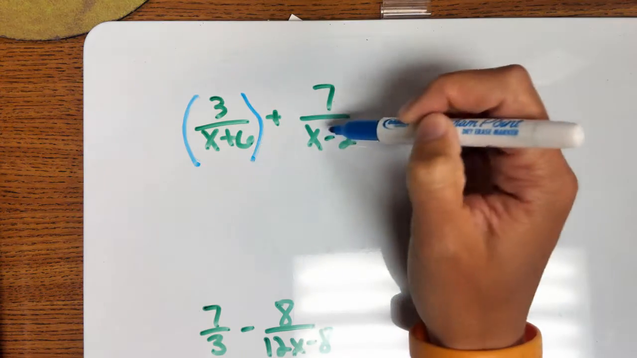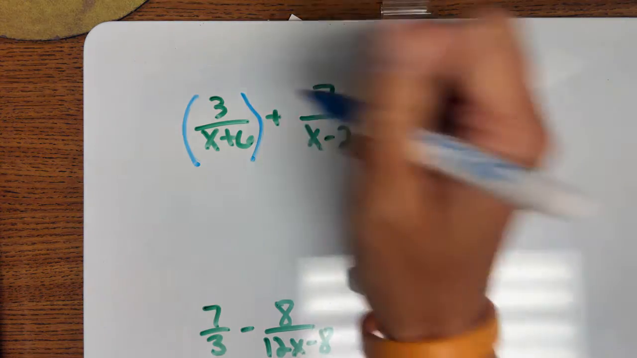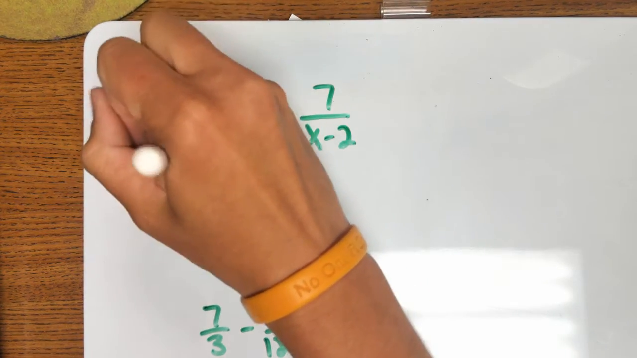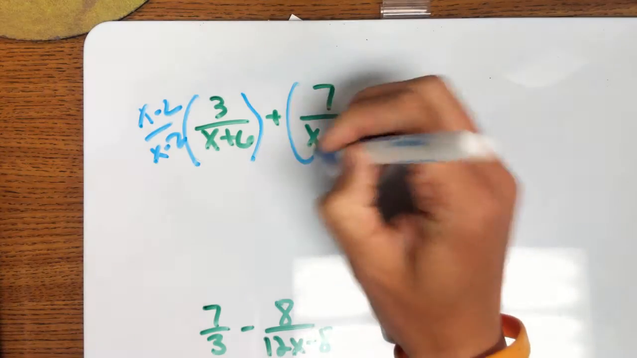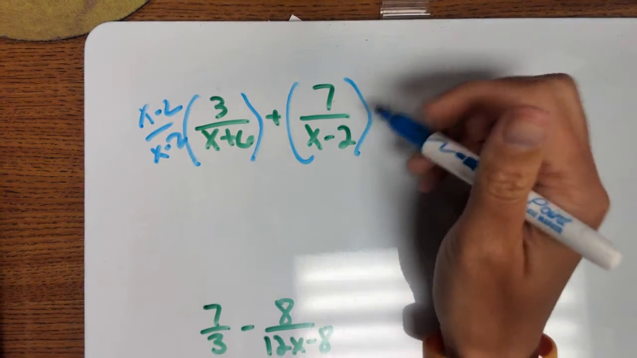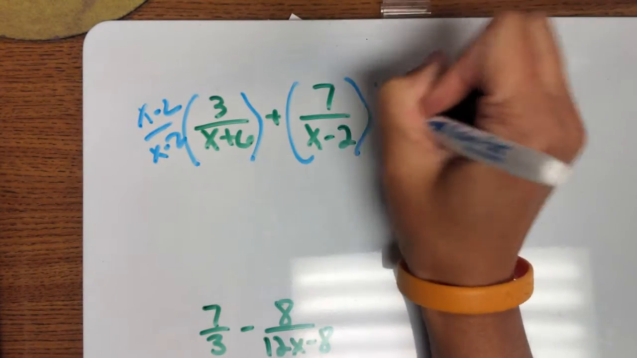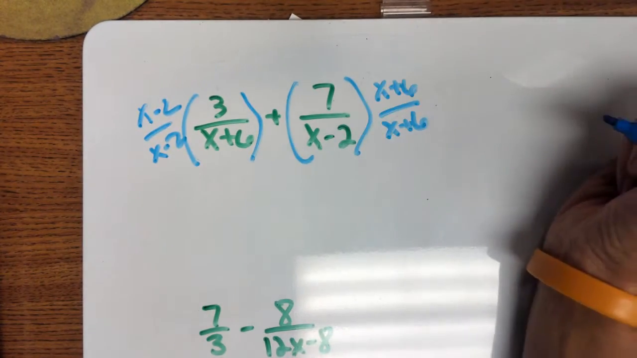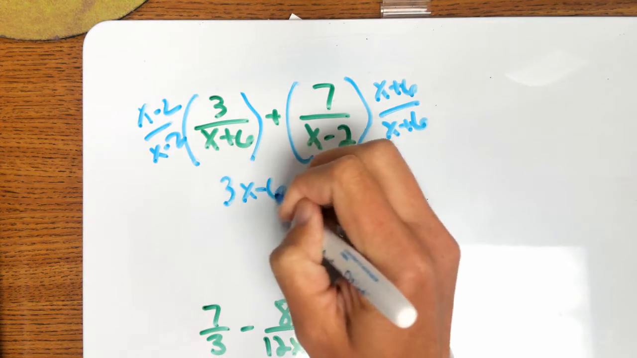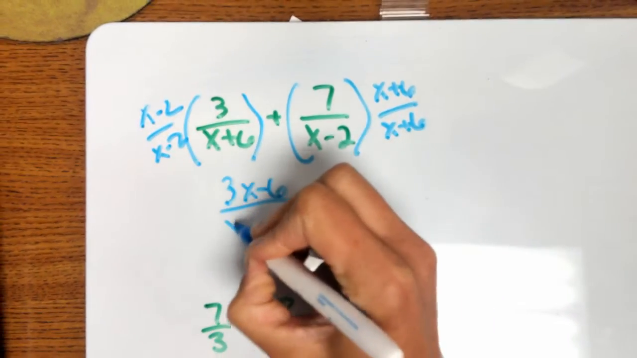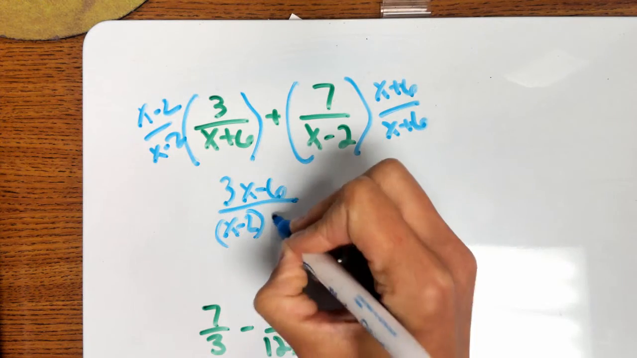So to get the common denominator, I'm going to multiply the first one by (x minus 2) over (x minus 2). Remember, that's a form of 1, so you're not changing anything. You're just making it unsimplified. Then we're going to multiply the second one by (x plus 6) over (x plus 6). So once again, a form of 1. We'll distribute. So we get 3x minus 6 over (x minus 2)(x plus 6).